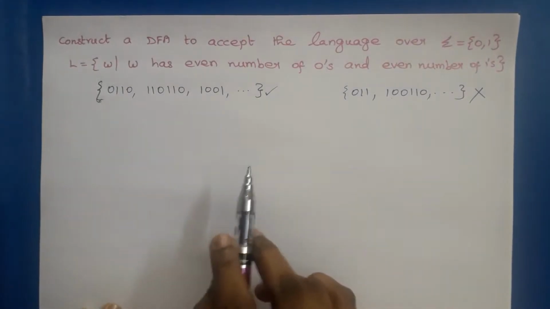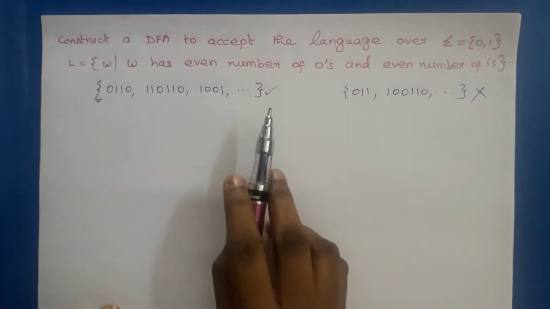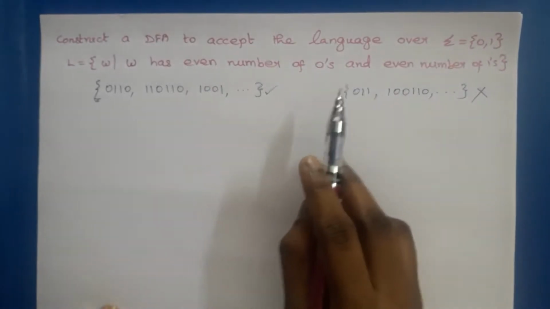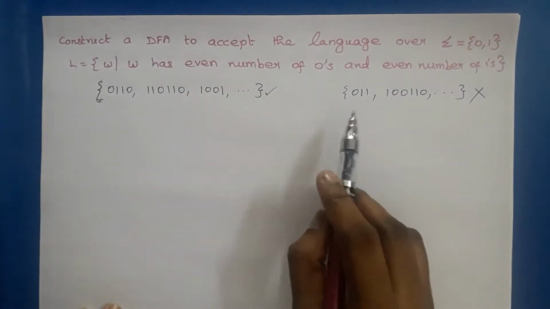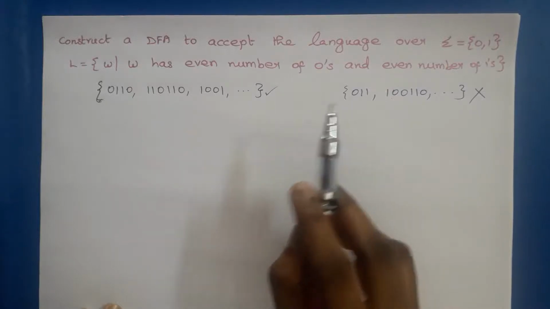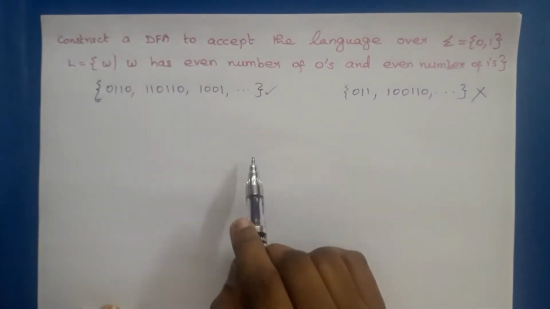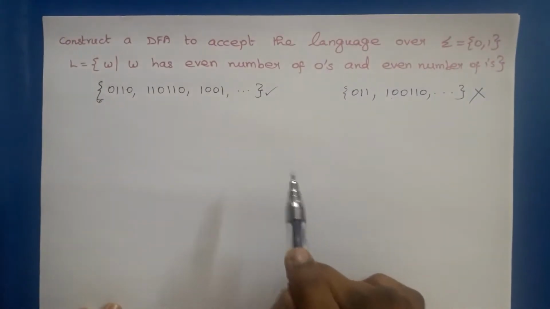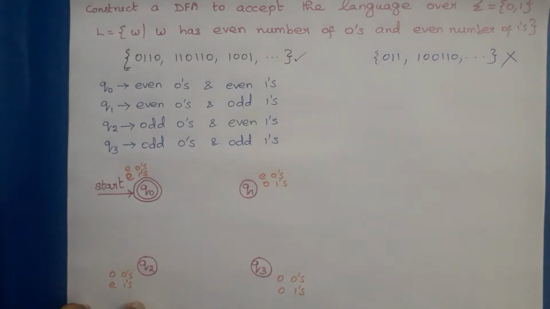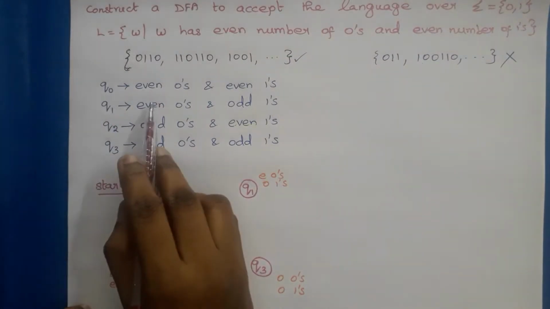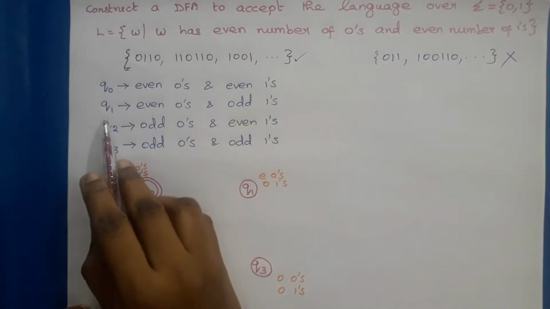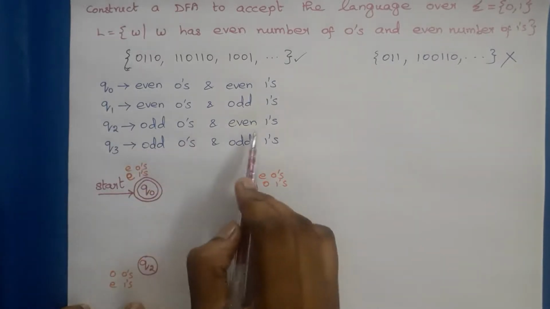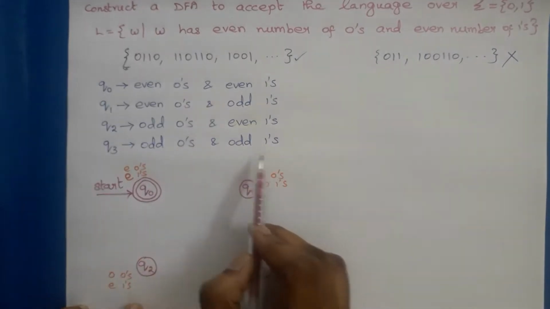So we need 4 states for this problem, because we have to accept even number of zeros and even number of ones. For that we need one state Q0, then odd number of zeros with even number of ones, then odd number of ones with even number of zeros, then odd ones and odd zeros. So we need 4 states for the 4 possible combinations. Here Q0 represents even zeros and even ones, Q1 means even zeros and odd ones, Q2 odd zeros and even ones, Q3 odd number of zeros and odd number of ones.